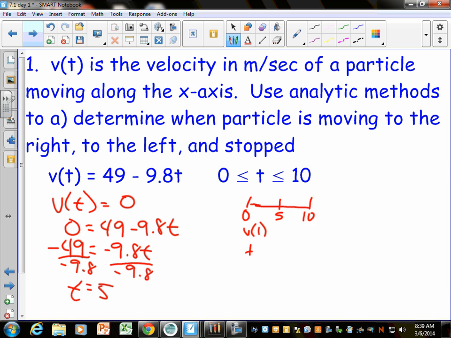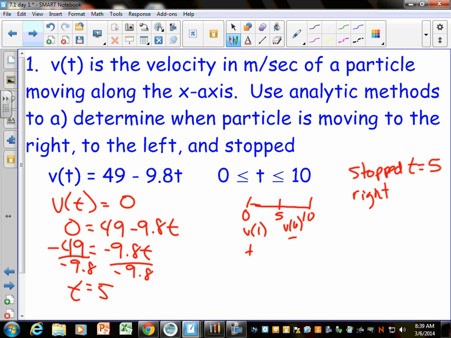If you plug in a number bigger than 5, like if you plug in 6, I think you should get a negative number, because 5 times 9.8 is 49. Make sure you write out your answer, right? Like this is our work, but when is it moving to the right, moving to the left, and stopped? I could say it's stopped at t equals 5 seconds. It's moving to the right.